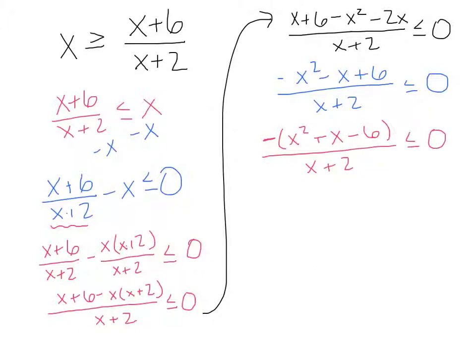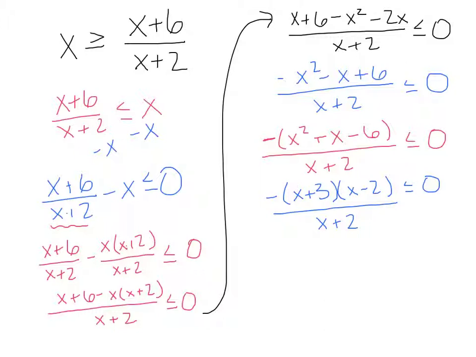Alright, now we have a basic trinomial. What multiplies to be negative 6 and adds to be 1? That's something we can factor. Multiplies to be negative 6 and adds to be positive 1. We're going to have x plus 3 and x minus 2 over x plus 2. So this is the thing that we're actually going to look at when we draw our number line and when we find our critical values.